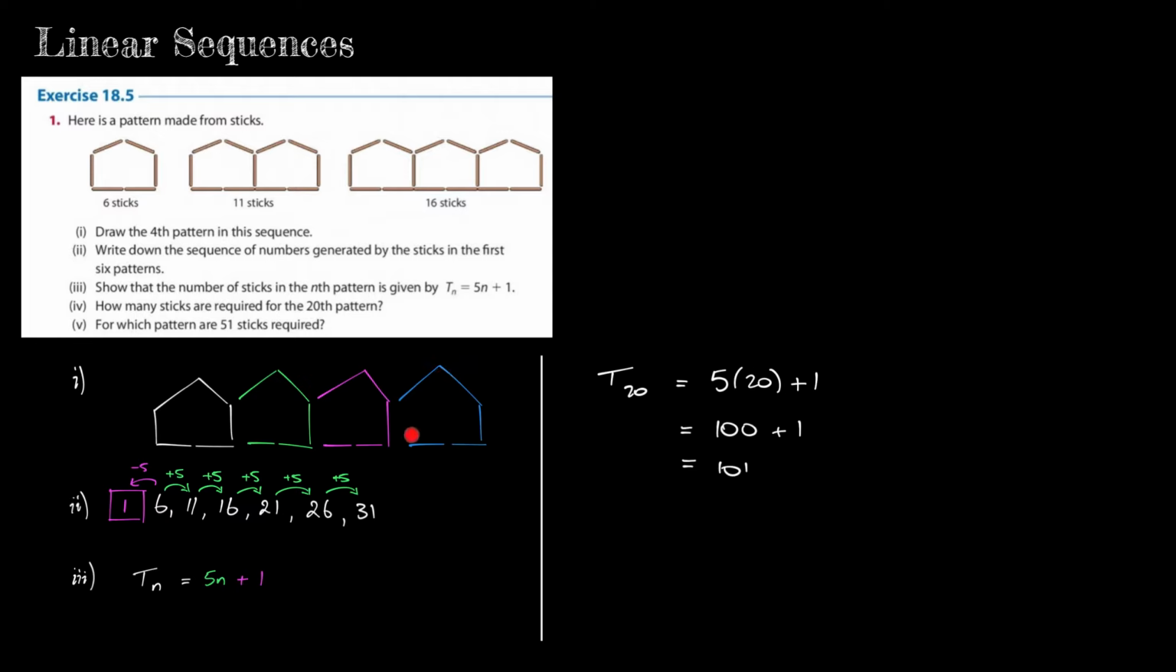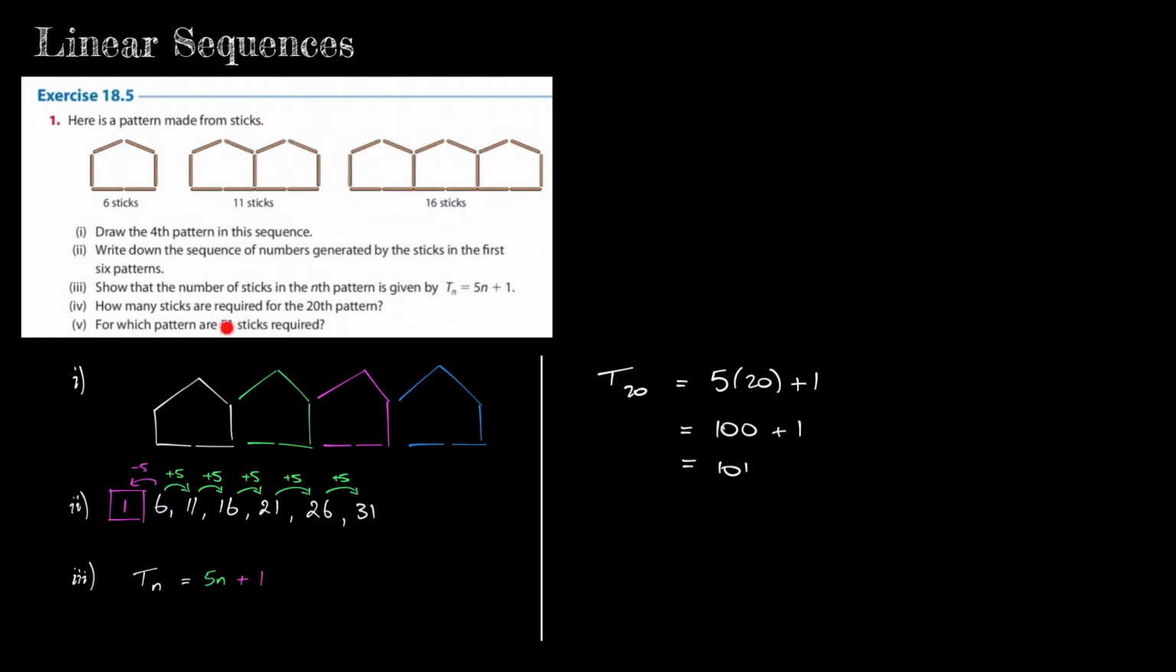So obviously if I was to make the first pattern, I'd need 6 sticks. If I was to make 2 patterns, to the second term, I'd need 11 sticks. But if I was going to make the 20th, I'd need 101 sticks. So for which pattern is 51 sticks required? You need to look at your T of n. So T of n is equal to 5n plus 1.